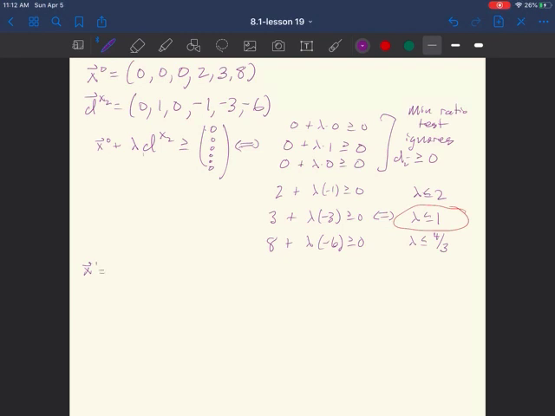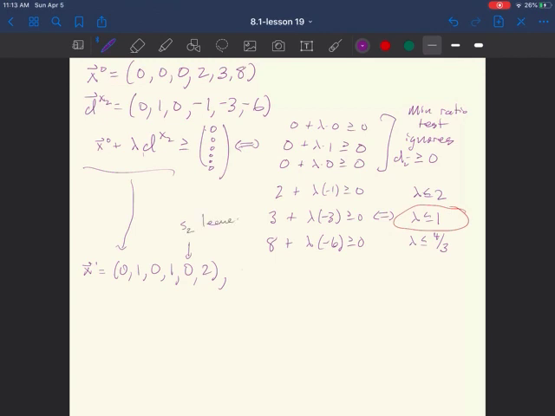and I get that my new solution, the new basic feasible solution, is x1, which is equal to, and I just plug in this lambda equals 1 into this equation here to get this. If I make that 1, then what do I get? I get 0, 1, 0. Then I get 1, because it's 1 times -1 added to 2 is 1. -1 times 1, -3 times 1 plus 3 is 0. And -6 times 1 plus 8 is 2. And that's my new basic feasible solution.